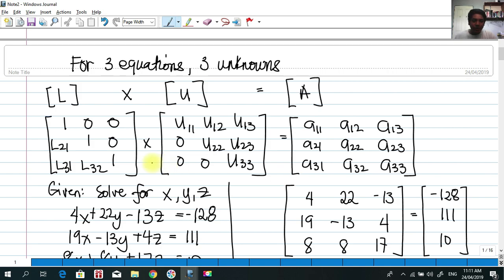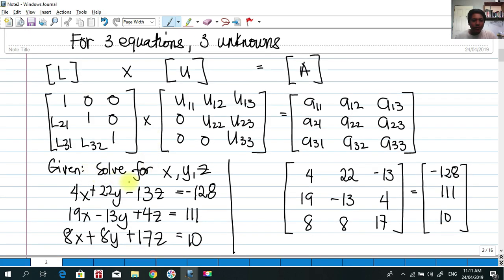So, for example, we are given this equation. This is the same problem that we used to solve in Gauss-Jacobi and Gauss-Seidel in our previous video. Here, we don't need to arrange this equation to be diagonally dominant. We just leave it as it is. So solve for x, y, and z of the given system of linear equations.